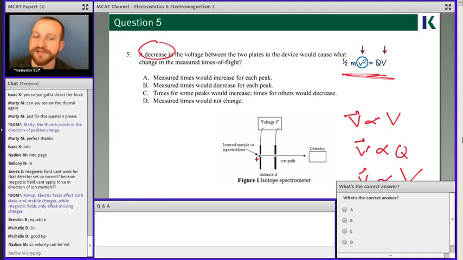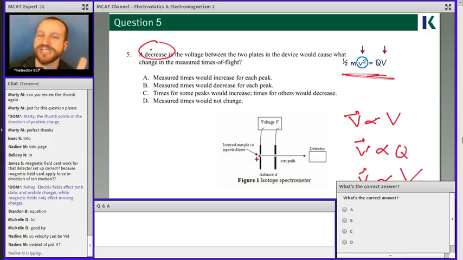Now, we don't even need these relationships. I'll leave them down here in the bottom. Sure, Nadine, you could jot it down as VEL, whatever saves you time, shorthand. But no matter what, we've decreased velocity. Why do I know this? Because we decreased voltage. Everything else has stayed the same.